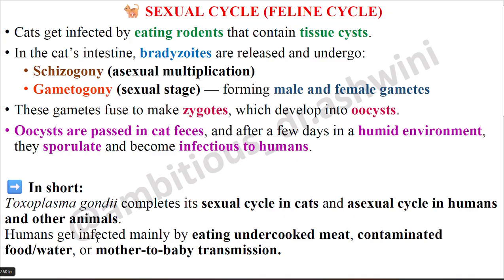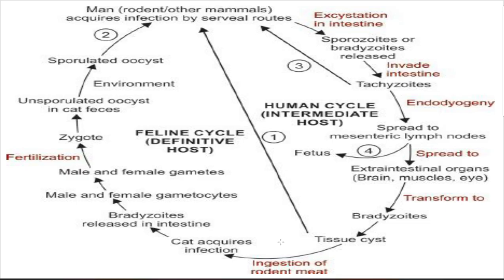Humans get infected mainly by eating undercooked meat, contaminated food or water, or mother to baby transmission. This is the life cycle. Man, rodent or other mammals acquire infection by several routes, that is from oocyst, or directly mother to fetus, or from tissue cyst.